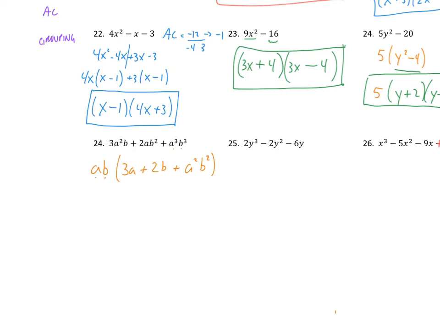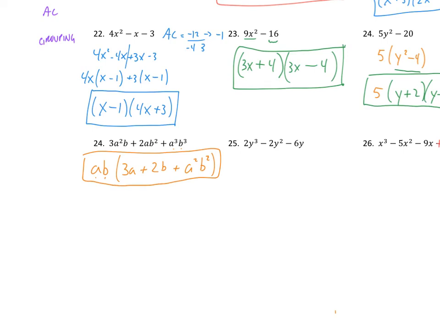So I should look back inside the parentheses, make sure nothing's still in common. This one has a 3 and an A, this one doesn't have any A's or 3, so there's nothing in common there. And that shouldn't be factorable with like the AC method or anything like that. So this would be just some GCF factoring for number 24.